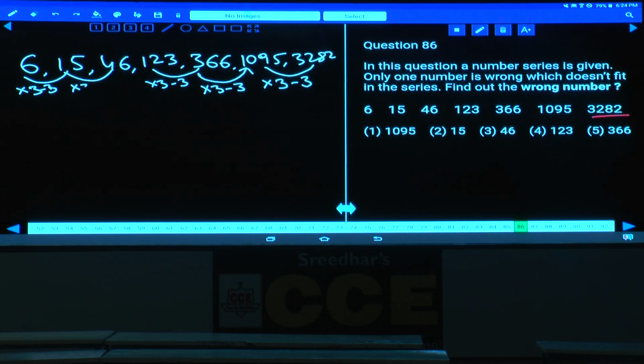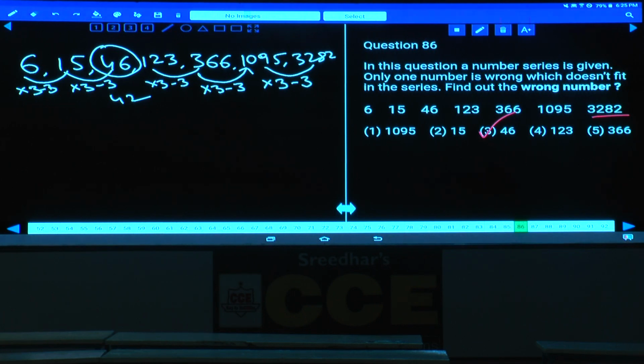15 into 3, 45 minus 3. How much? 42 should be the number. In the place of 42, what is given? 46. Now 42 into 3, 126, minus 3 will be 123. Then what is the wrong number here? 46 is the wrong number, and it is given in choice 3, and the correct number is 42. And this is about question number 86, choice 3.